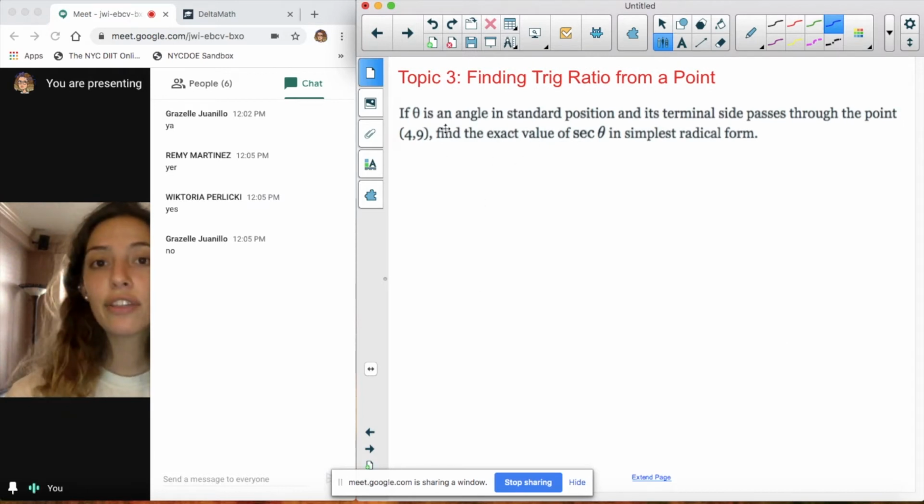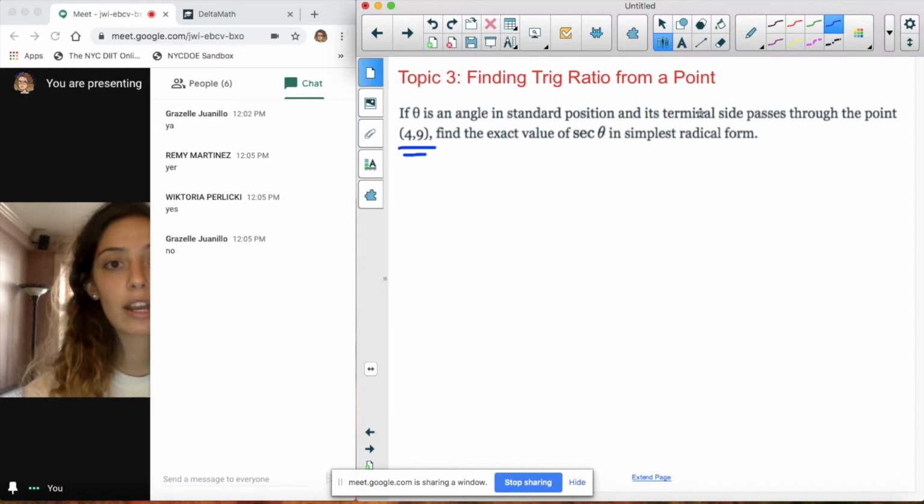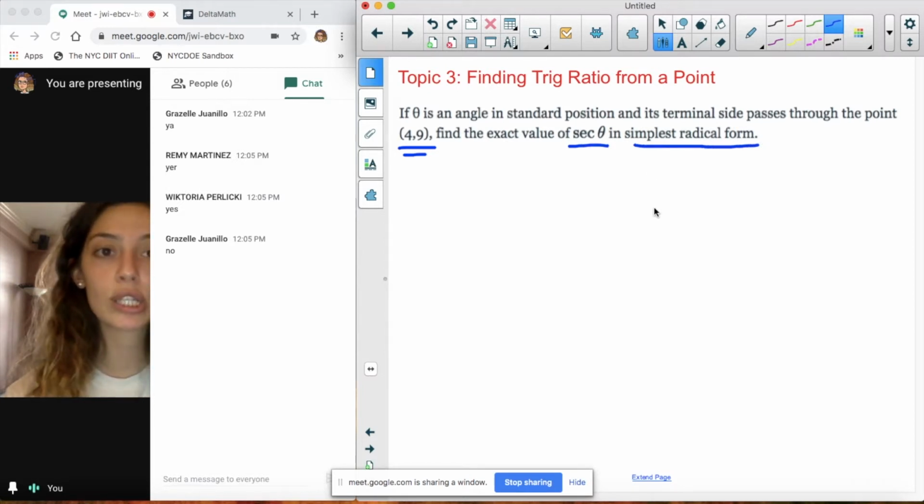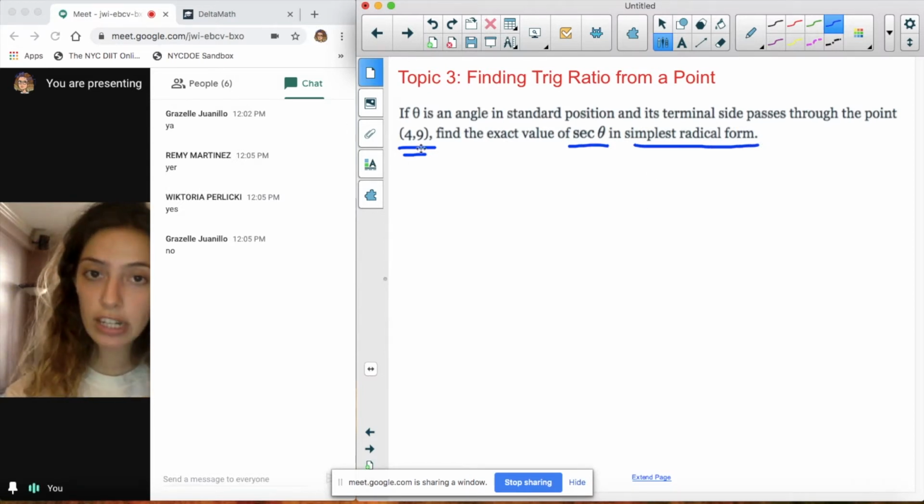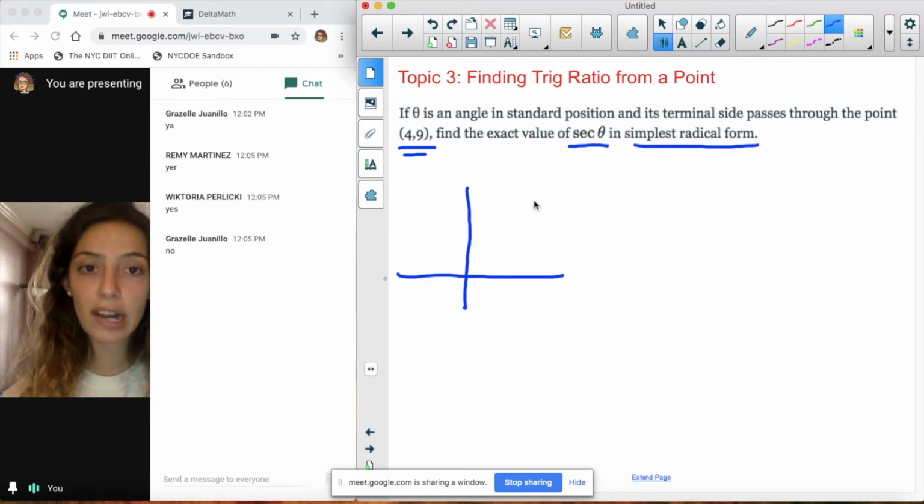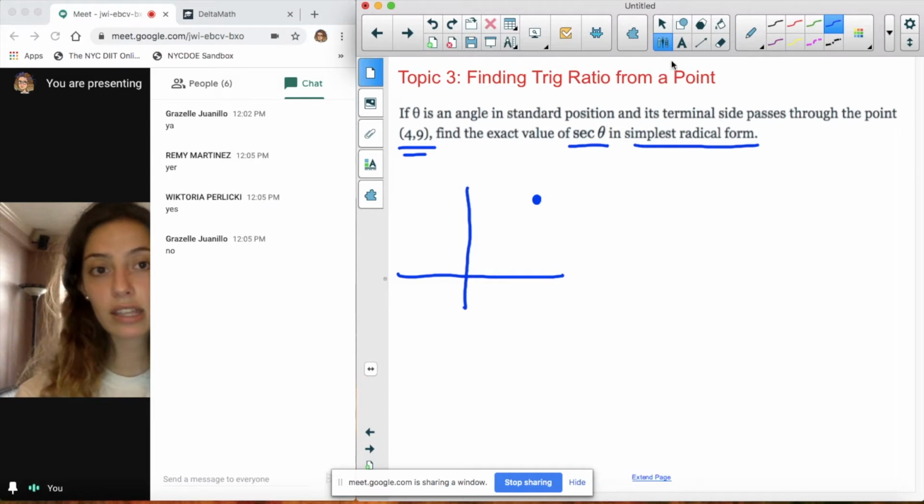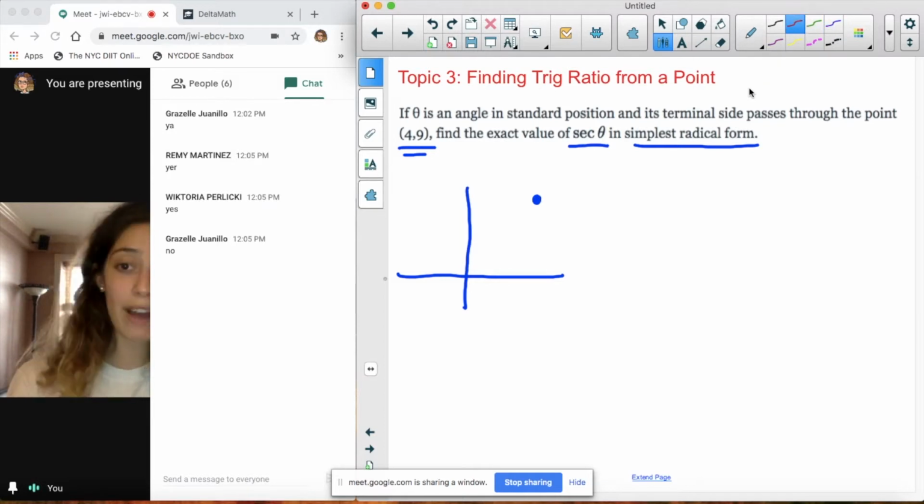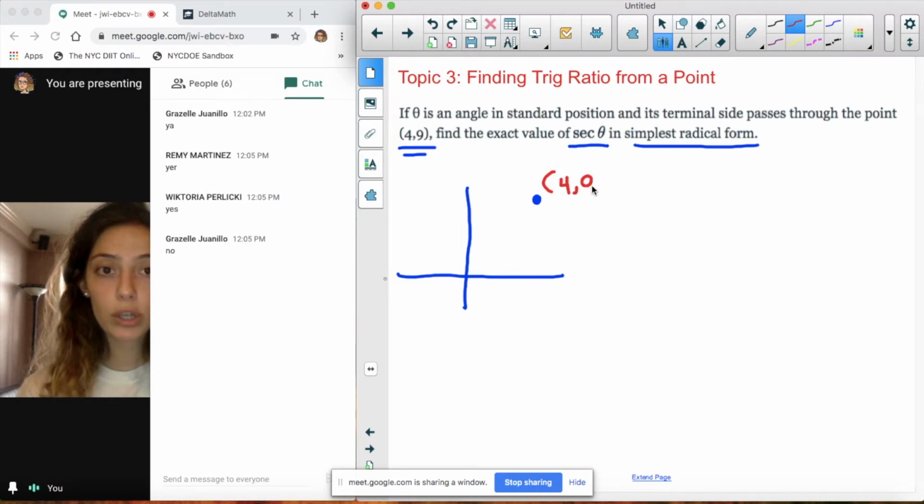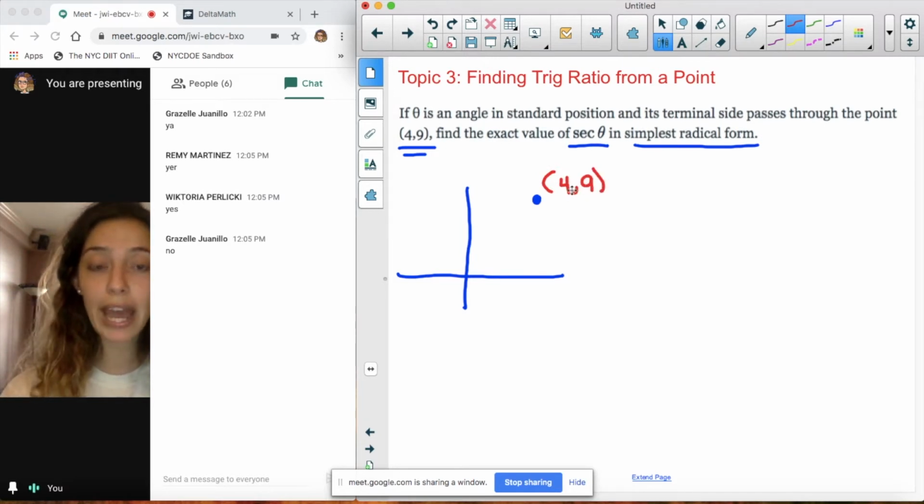So it says angle theta is an angle in standard position and its terminal side passes through this point. Find the exact value of secant of theta in simplest radical form. So first let's find out where that point is. So the point (4, 9) is somewhere in this first quadrant. Again, you don't have to be specific, it doesn't have to be exact, but you need to know which quadrant it's in. Since both x and y are positive, it's going to be in the first quadrant.